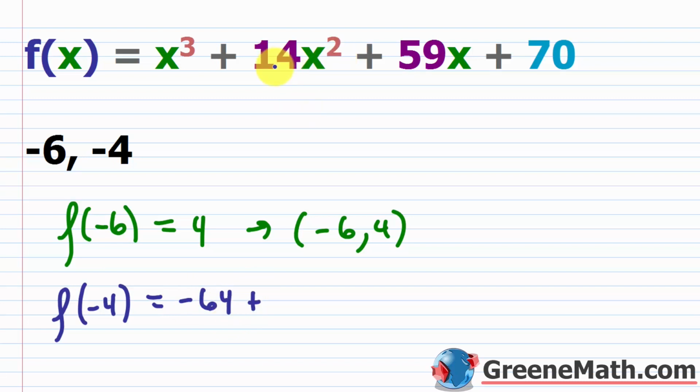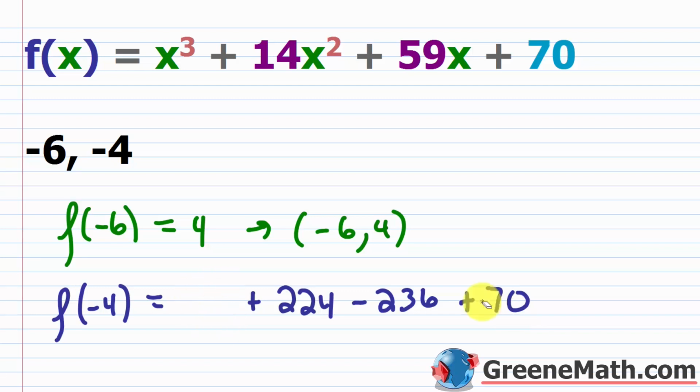16 times 14 is 224. Then plus, you'd have 59 times negative 4, which is negative 236. So I'll just put minus 236. And then you have plus 70. Okay. To do this quickly, I know that 70 minus 64 is going to be 6. So let's just get rid of this and put a 6 here. And I know that negative 236 plus 224 is negative 12. And I can quickly do negative 12 plus 6. That's going to be negative 6.